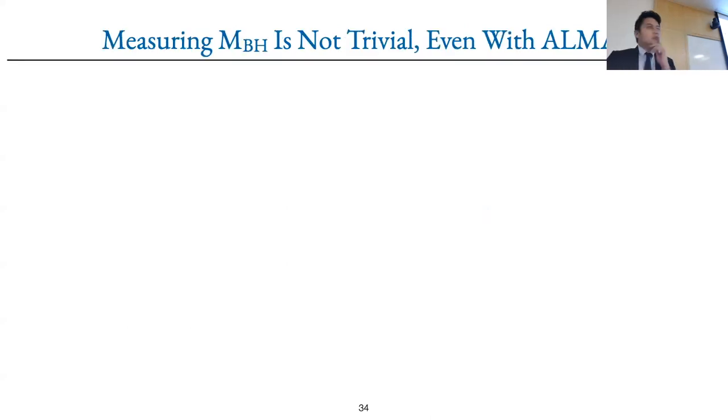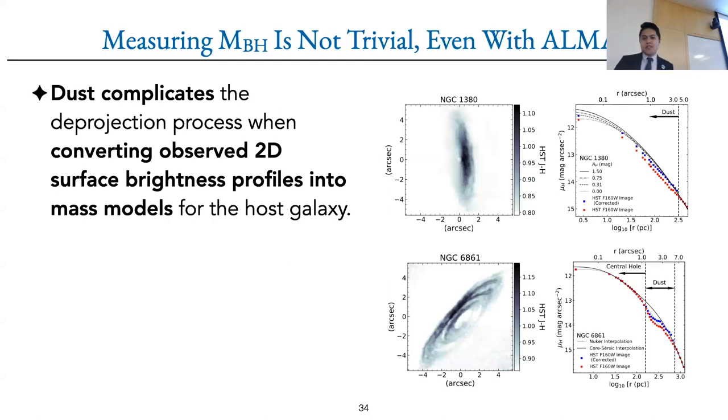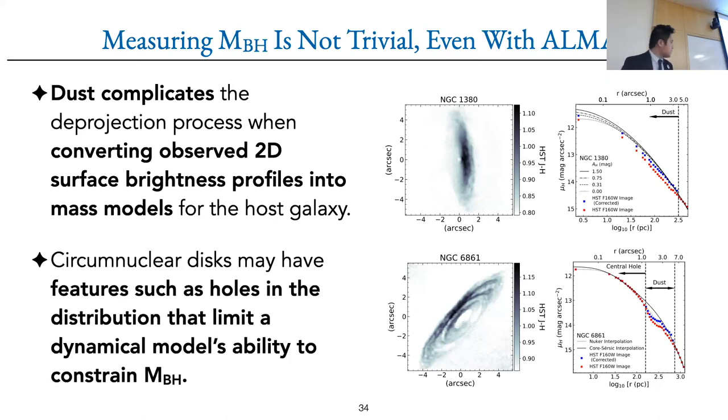So takeaways: dust complicates this process when you try to convert the two-dimensional surface brightness seen in Hubble images into mass models for the host galaxy. Because we want to think that the mass follows the light, but if there is dust in the way, we don't have a great idea of what the light intrinsically is. And these disks, like in the case of 6861, may have features such as holes, because of which we don't have good dynamical constraints to get a precise measurement on the black hole mass. So those are the main takeaways from that work.